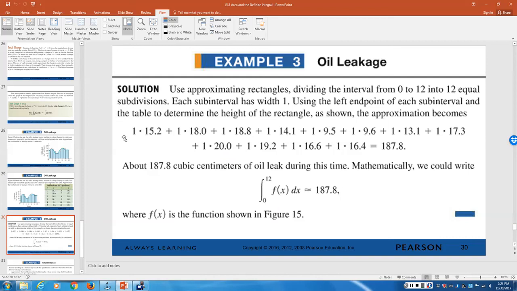which would lead to the not terribly difficult calculation of 1 times 15.2 plus 1 times 18.0 plus 1 times 18.8. In other words, really what we're doing is we're adding up the heights of all those rectangles because they're 1 unit wide. So during that time, 187.8 cubic centimeters of oil leaked out of that machine. Now we could write that as an integral, but we don't have the formula for the rate of change. So while we write it as the rate of change, we don't know what f of x is.